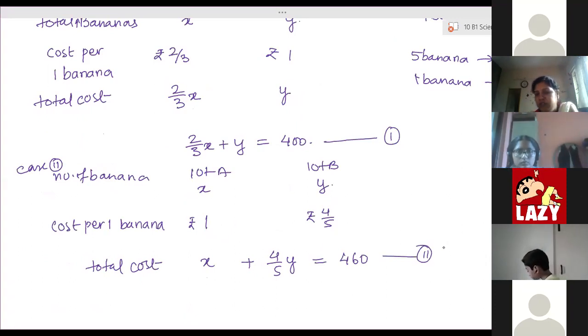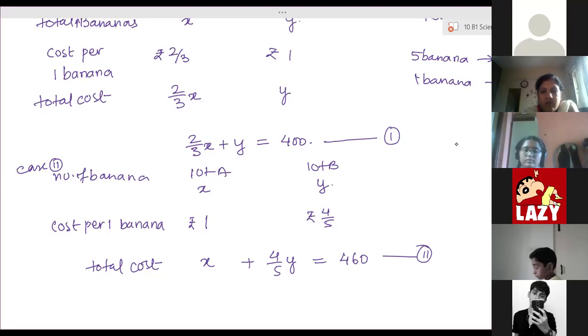Solve these two equations. Ma'am, have you written lot A there? Lot B and lot A. Oh, okay.